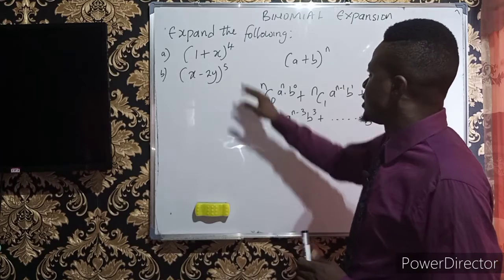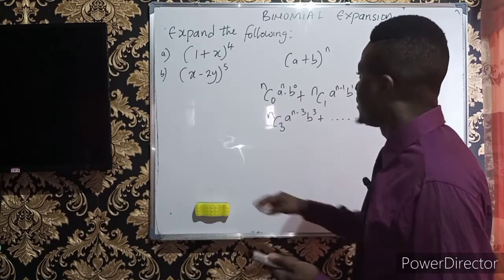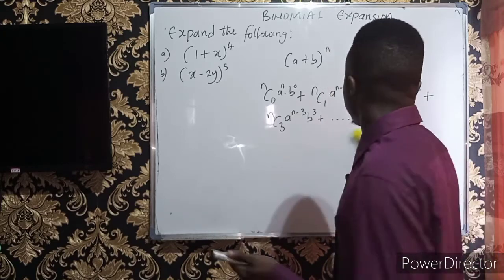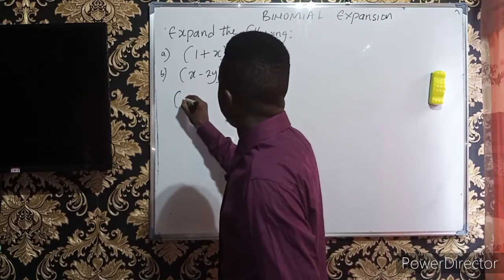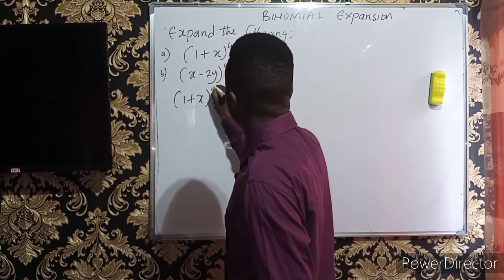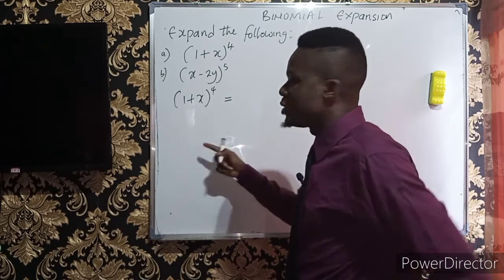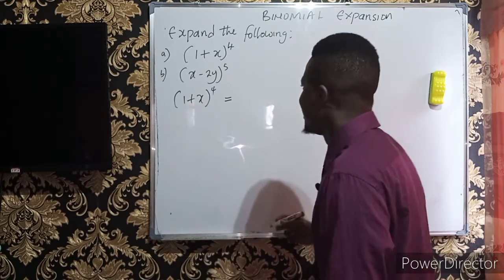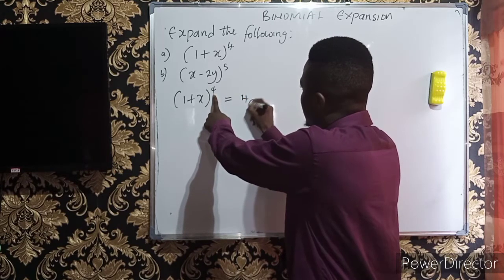So let us practicalize it using the first and second problems here to see how terms like this can be expanded. Okay, so for the first question, we have (1 + x) to the power of 4. To expand this, it's always easy when this is 1. So I will call this n. My n is the power, which is 4.